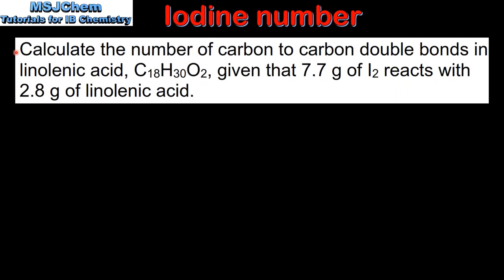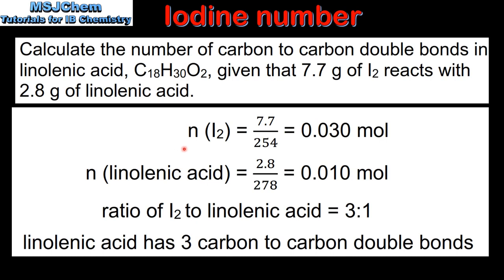Let's try one more example. Calculate the number of carbon-to-carbon double bonds in linolenic acid, which has the molecular formula C18H30O2, given that 7.7 grams of iodine reacts with 2.8 grams of linolenic acid. In this example, we first have to calculate the number of moles of iodine and linolenic acid.